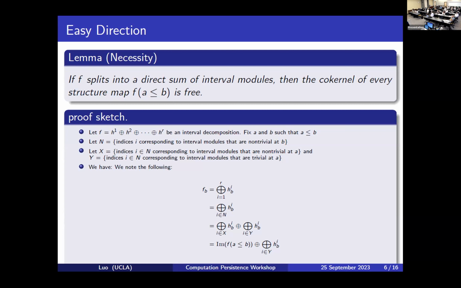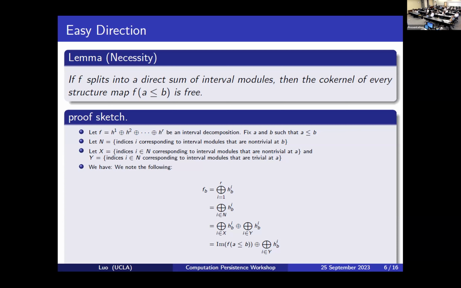And then from this, we can split N into two pieces. The indices that are not trivial at A and the indices that are trivial at A, right? So from this, if we want to write out F of B, we can first write it out as a direct sum of the interval modules' value at B. But we only need the things that are non-trivial at B, because otherwise it's just zero. So that's how we have the second line. And to get from the second to third line, we just use the fact that N can be split up into X and Y. Here, X and Y are the parts of N that are non-trivial and trivial at A.